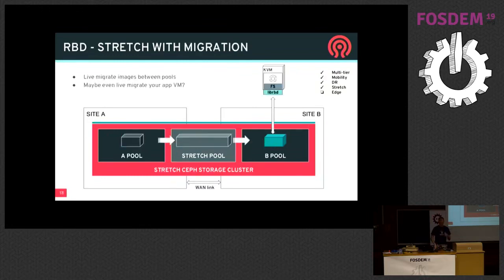And if you combine all of these things, you can even leverage this capability for migration. So you might have an application that starts out using the local Rados pool in one data center. You live migrate that to the stretch pool. Then you maybe even live migrate the virtual machine to another data center or restart it, whatever it is. And then you can live migrate it to the Rados pool in the other data center. So if you combine all of these things using a stretch cluster, you can get the full breadth of mobility and disaster recovery and edge sites and so on. So it sounds pretty good.